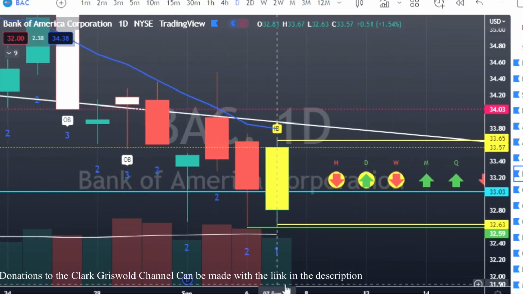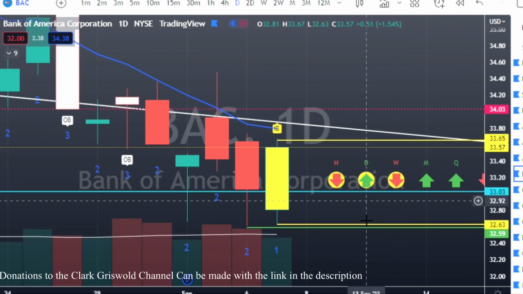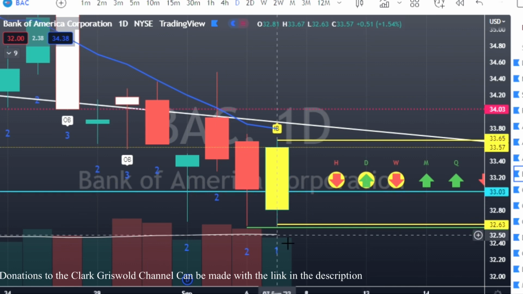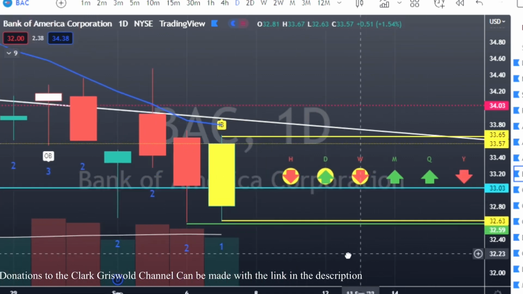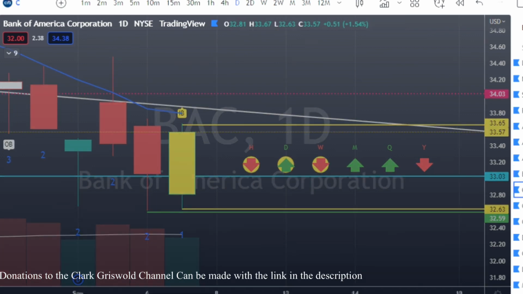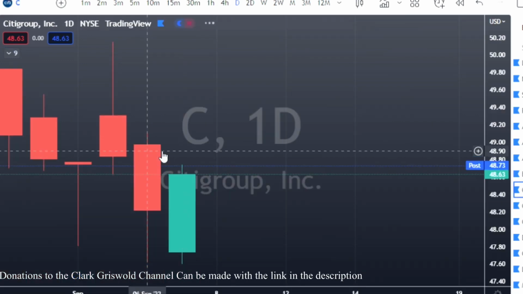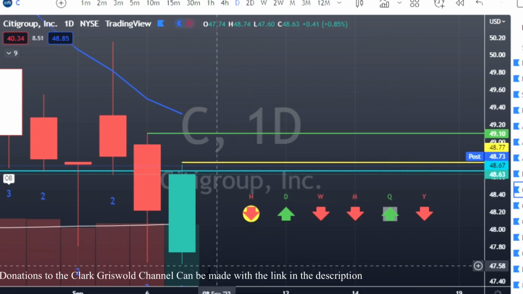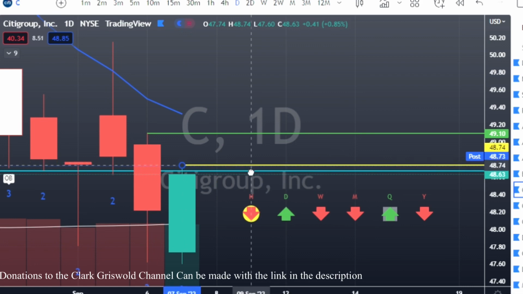Calls at 33.65, puts at 32.63. We'll see what happens with the time frame continuity. It's a mess right now on BAC. Next up is C, Citibank, ticker symbol C. And that has an inside bar. There's an inside bar, 2 down, barely, that finished green, okay? So, again, we can look for calls on Citigroup at 48.73.